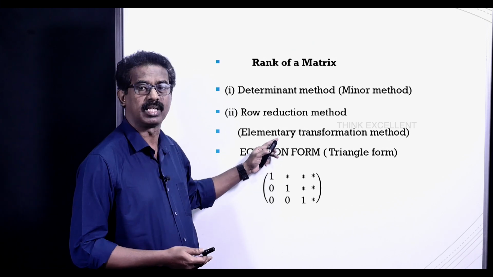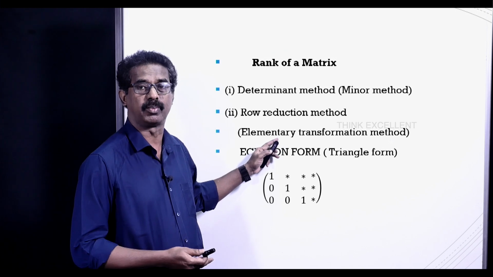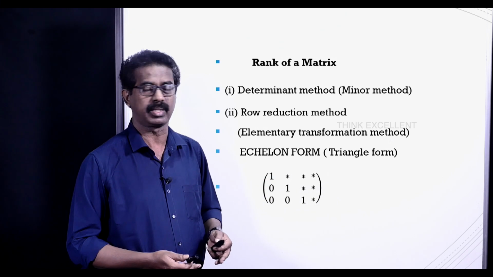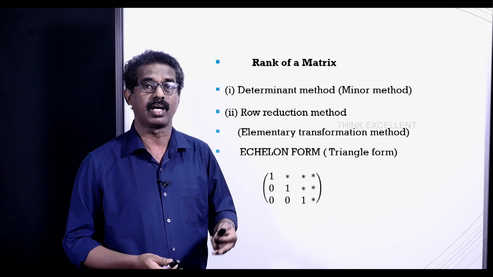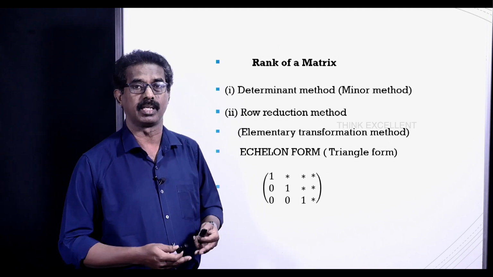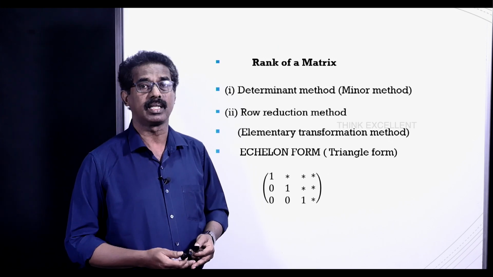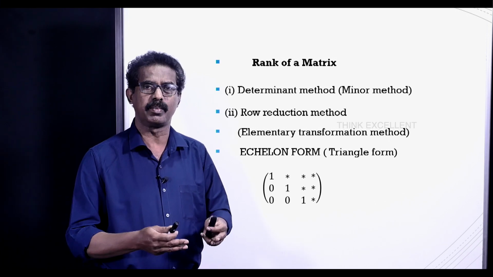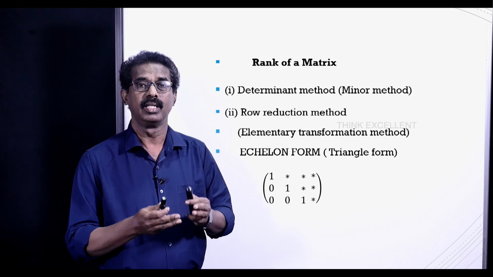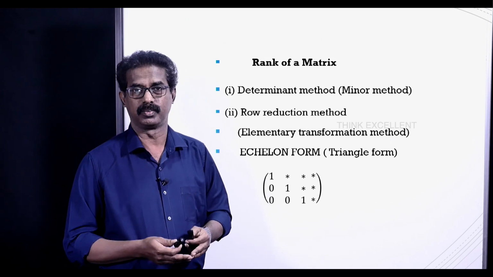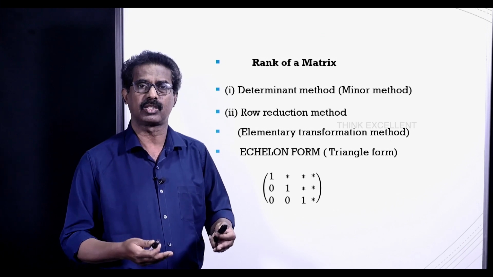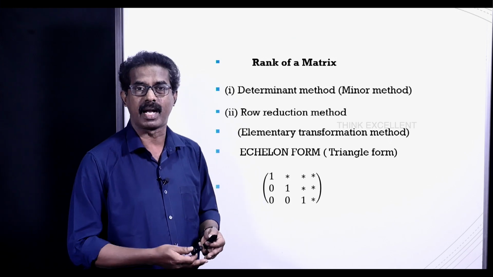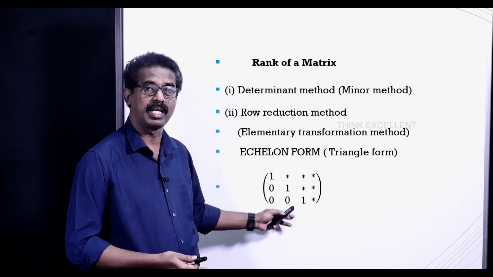To reduce it into this echelon form, we use some transformations, and we call them elementary transformations. So the row reduction method is also called the elementary transformation method. You must know what the elementary transformations are; next I'm going to explain that. You cannot simply make any change as you like. There are three changes allowed, so three transformations are allowed. We call them elementary transformations. The use of that is to reduce the given matrix into echelon form.